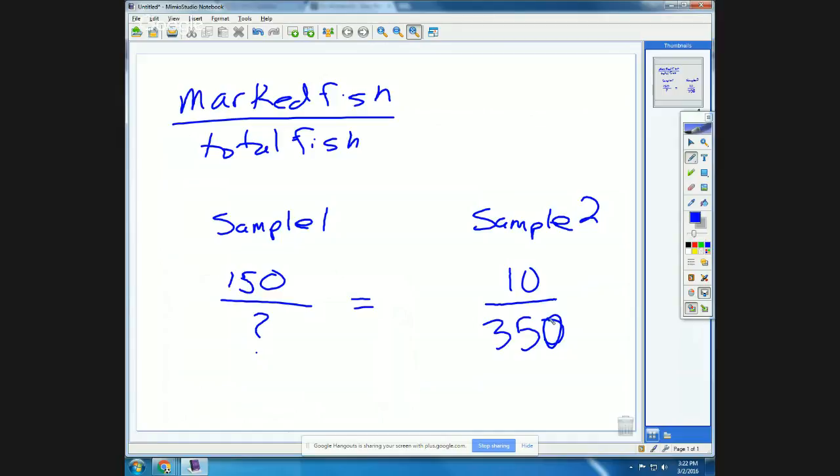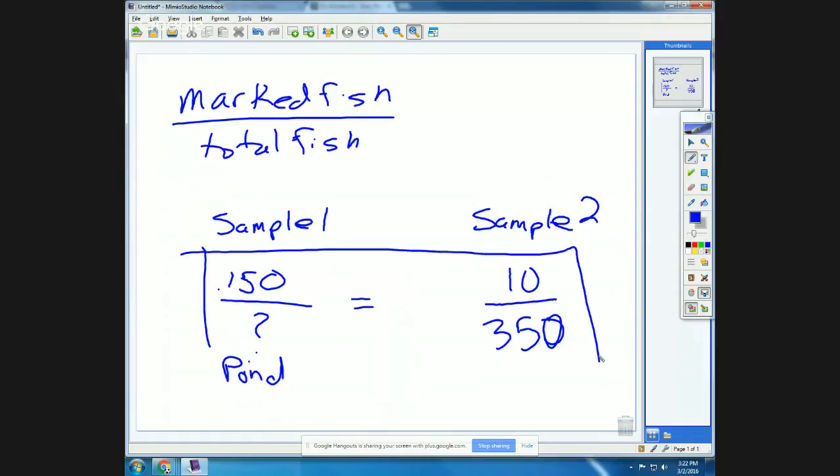So we have marked fish and we have total fish. We found in our second sample there were 10 marked fish out of 350. We know we marked 150 out of however many live in the pond. And that's what this question mark represents, how many live in the pond. And so solving this proportion will give us the answer we want. So cross multiply and divide, and see what we get.